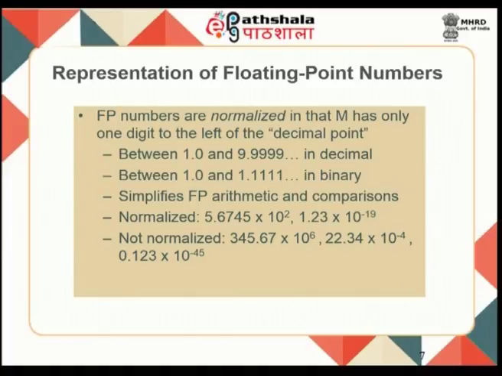To show you an example here, 5.6745 into 10 power 2 is a normalized representation. Similarly, 1.23 into 10 power minus 19 is a normalized representation, whereas if you look at 345.67 into 10 power 8 or the other numbers that I have shown here, they are obviously not normalized, because you have more than one digit or you have a 0 to the left of the decimal point.